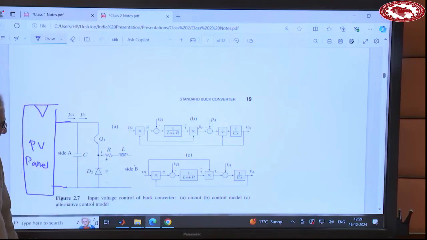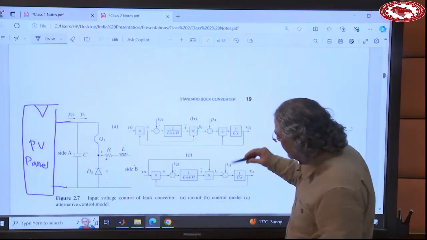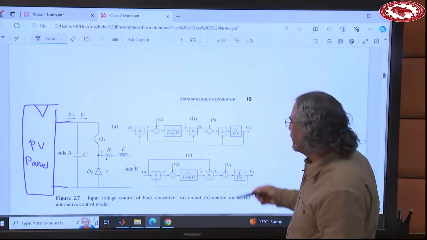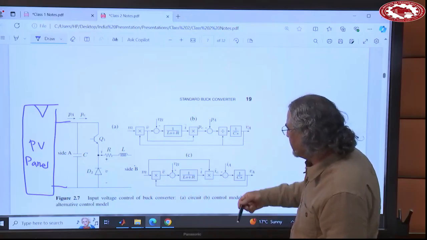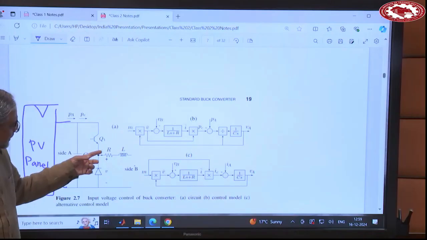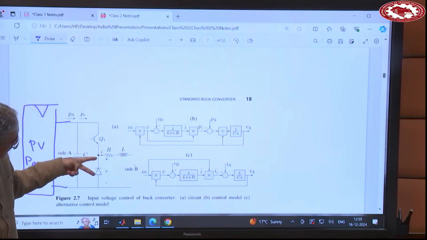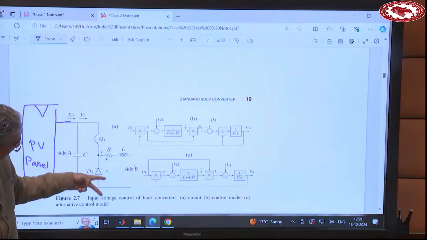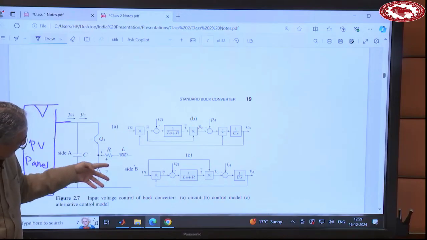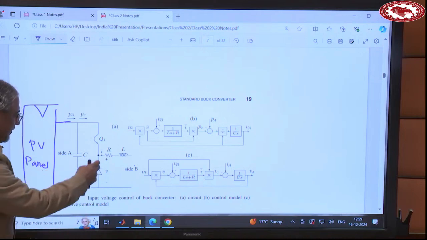Agree? Now, I have shown two models here, one based on power, one based on current. Both of them are correct. Let's look at the power, for instance. Now you have this current flowing here. If you multiply this current into this voltage, that will be the power delivered at this point, right? The power at this point.